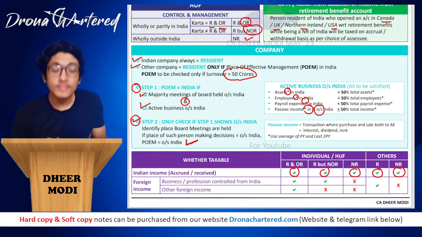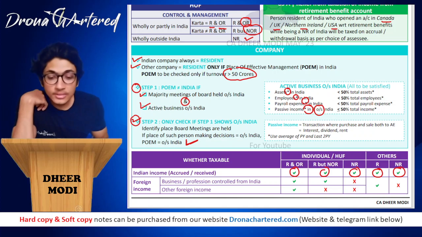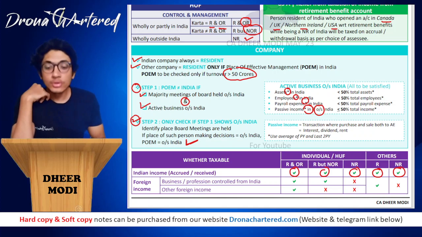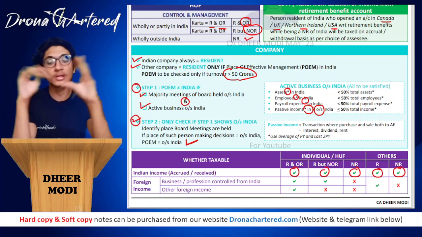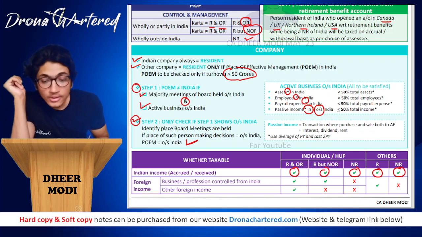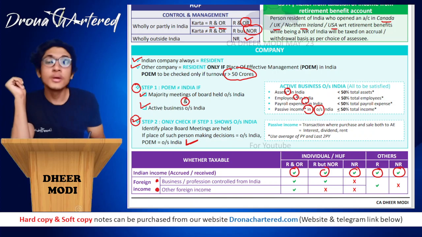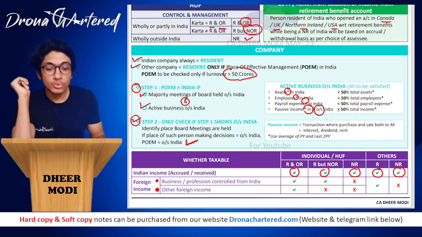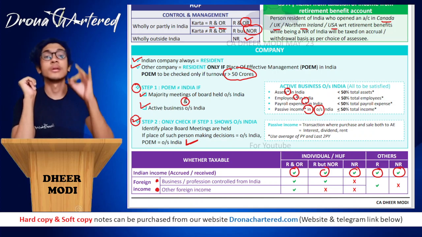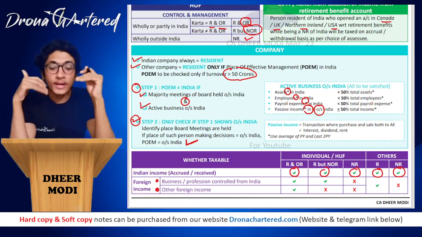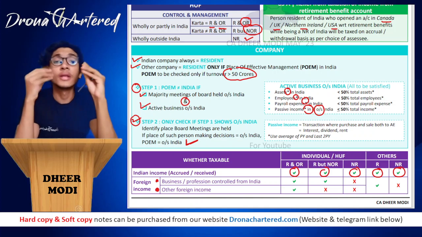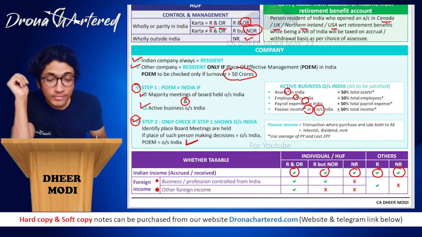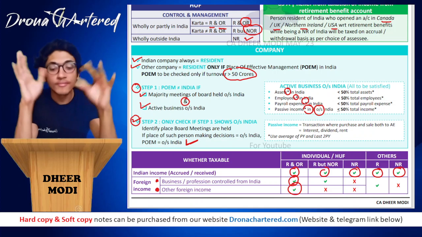For foreign income, you have to divide it into two types. One is business or profession controlled from India. So it is foreign income, but the business or profession is controlled from India. And second is your other foreign income, that is anything and everything except this. So first is your business or profession controlled from India. Now what do you have to see? For individuals and HUF, for a resident and ordinary resident, everything will be taxable. Your Indian income, your foreign income, any income, all of that will be taxable. So for resident and ordinary resident, whether it is from business or other, everything is taxable.